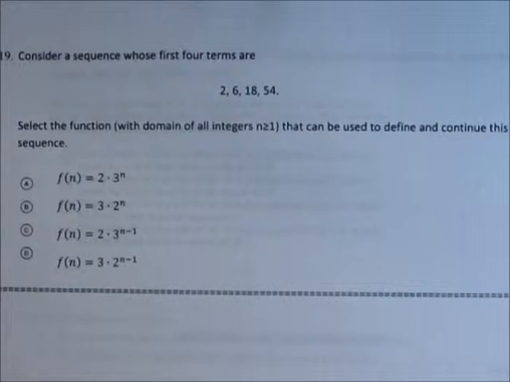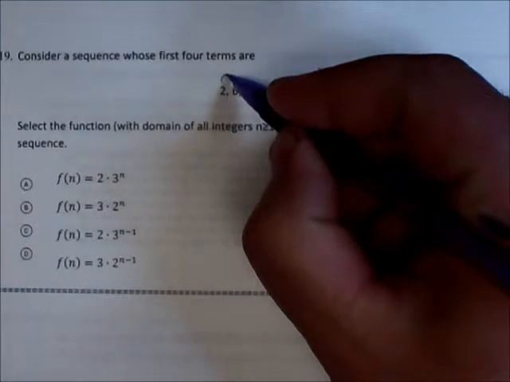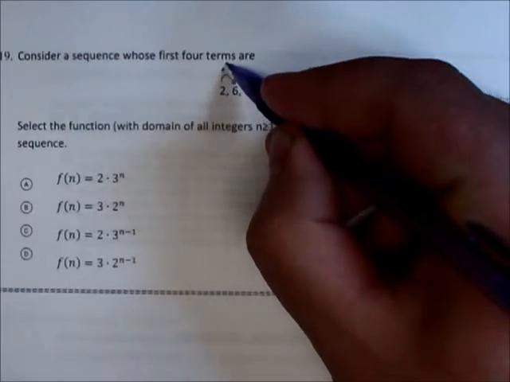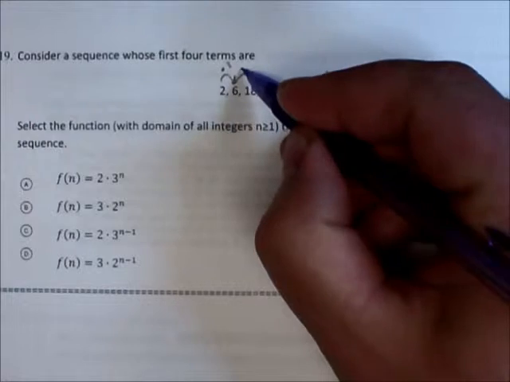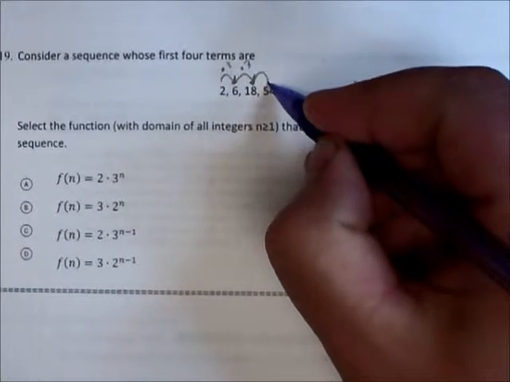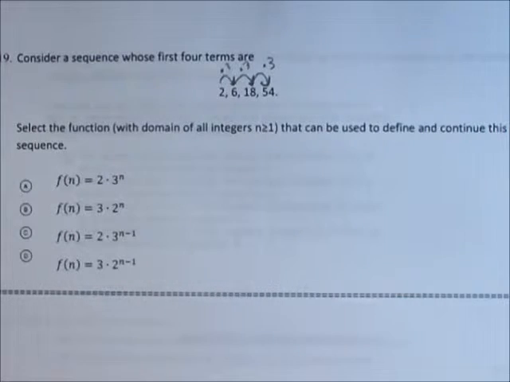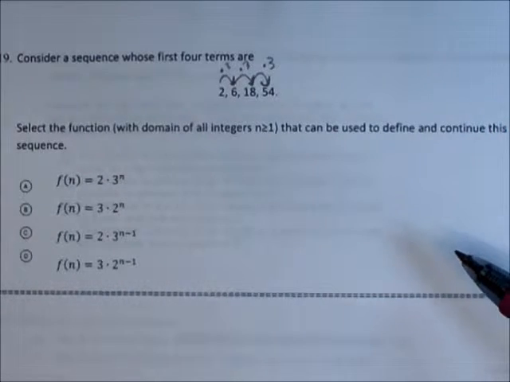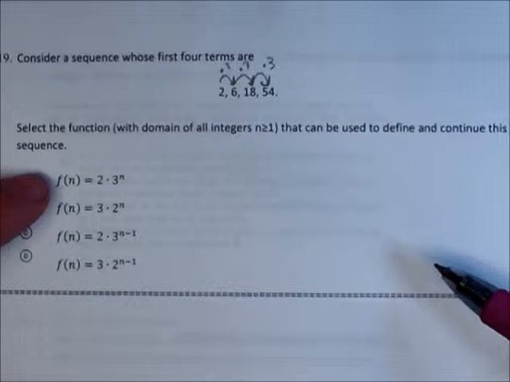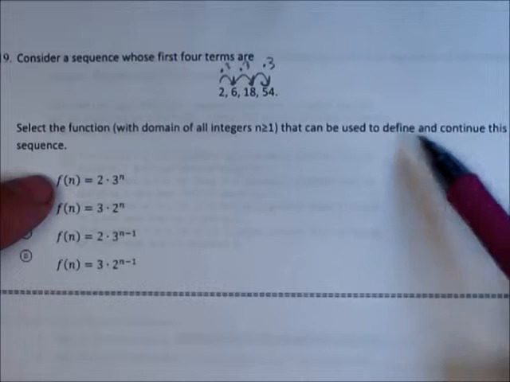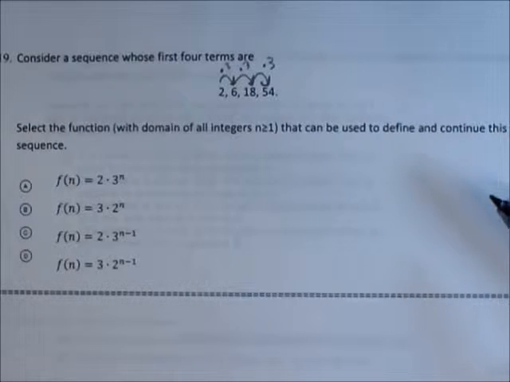Probably the first thing you do when you see this sequence is you try and find the pattern, and I think you'll quickly find that it's multiplied by 3 each time. But that's not really what this problem is asking us for. It's asking us to find the function that can be used to define and continue this sequence.